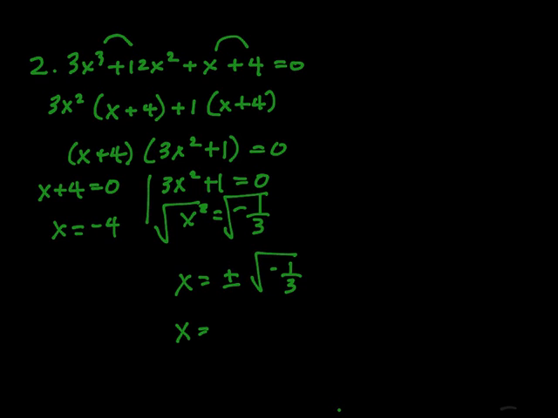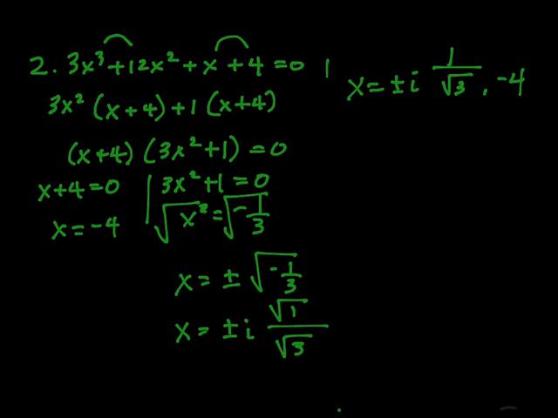And then we can further simplify, and it is plus or minus i. We can separate the square root of 1 and the square root of 3. So x equals plus or minus i times 1 over the square root of 3, and negative 4. Okay, these are my answers.